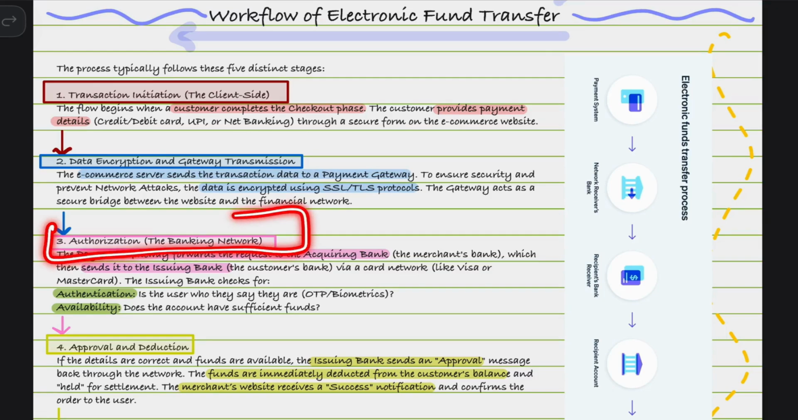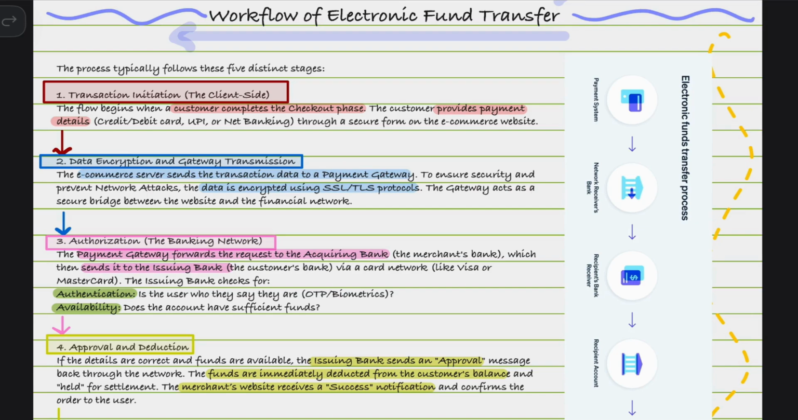Then there is step 3, that is authorization. The payment gateway acts as a translator, and it securely hands the transaction data to the acquiring bank, that is Electro Hub's bank in our case, and it routes it through the card network like Visa or MasterCard, whatever, straight to the issuing bank.